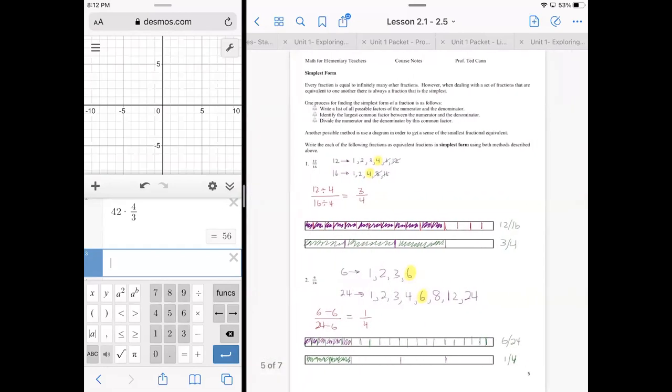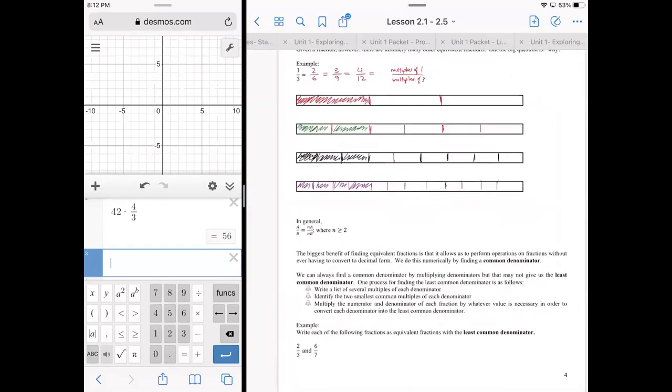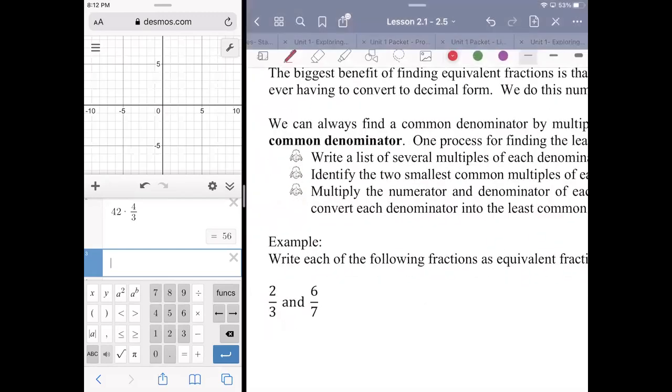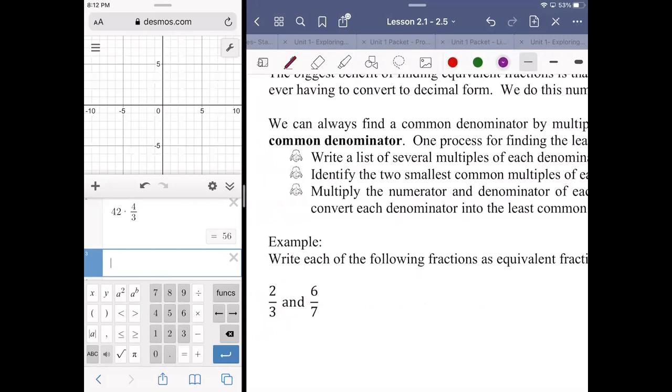Oh, I gotta go back. For a common denominator, it's most commonly, and no pun intended, confused with the concepts associated with simplest form, right? Because you say, write a list of several multiples of each denominator, right? So now I'm not looking for the factors of the denominators, I'm looking for the multiples of each denominator. So I have a denominator of 3 and a denominator of 7, all right?